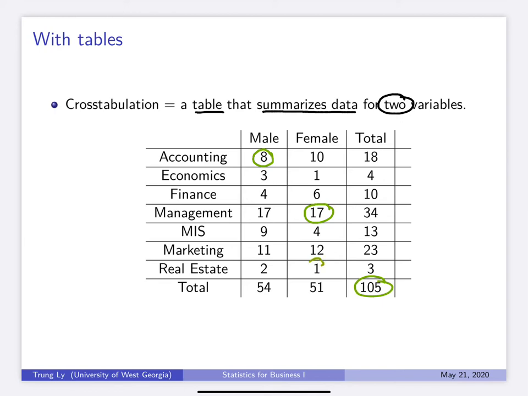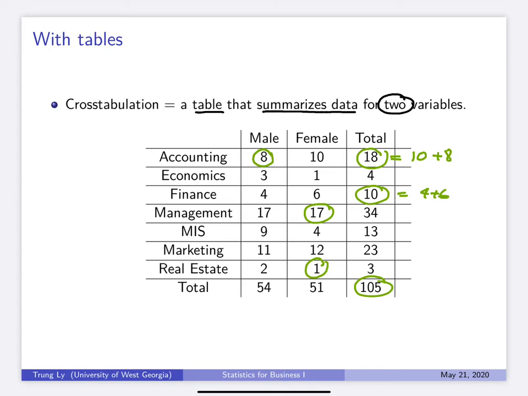The number 1 here tells me that there's one student who is a female who majors in real estate. If you add the numbers horizontally, you should get the total number of students by row. So, in other words, we have 18 students who are accounting majors. This is the sum of 10 and 8. We have 10 students who are finance majors. This is the sum of 4 and 6, right? And so on and so forth.